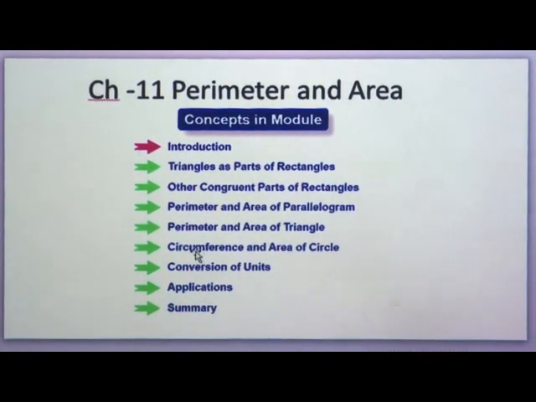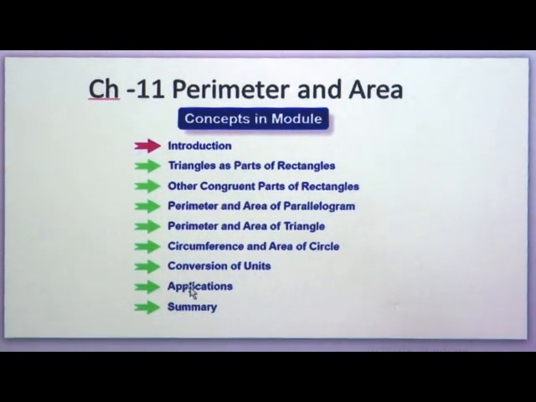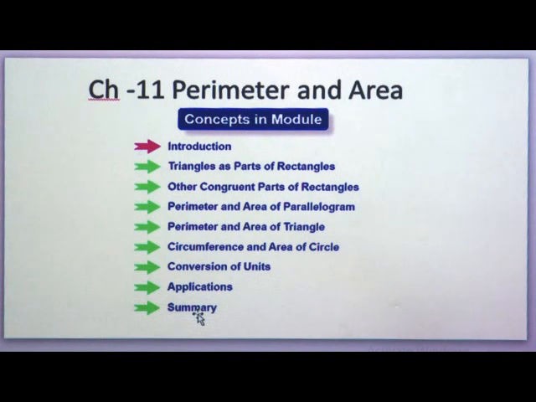What is the word circumference? It is nothing but the perimeter of a circle. Then conversion of units, and where we apply this in our daily life, and at the last we will summarize the whole chapter. To learn the perimeter and area of a triangle, rectangle, parallelogram and circle, we will first see a video and find out the perimeter and area of the following.